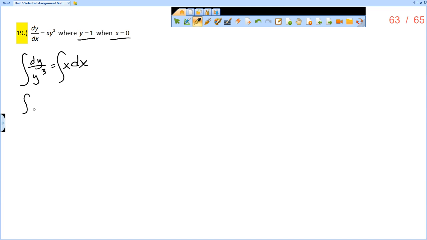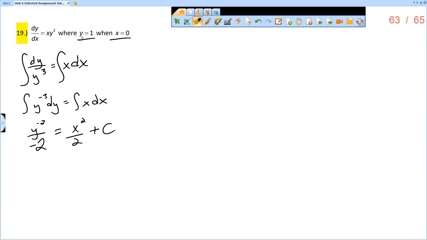All right, so now on the left side, I want to remember that this is really y to the negative third dy, and then this is, of course, x dx. All right, so now when I integrate y to the negative third, I'm going to add 1 to the power, so y to the negative second, and then divide by the new power. So y to the negative second over negative 2 equals x squared over 2, and then, of course, plus c.